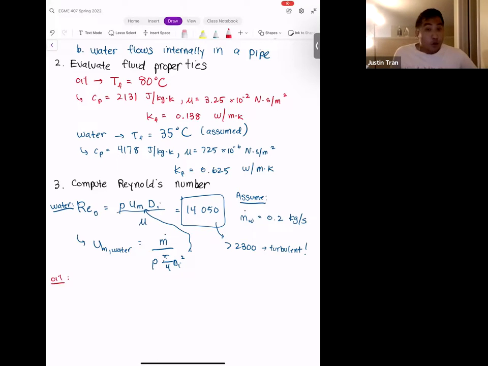All right, so now let's do the oil. For the oil, when we compute the Reynolds number, we have rho times the mean velocity times the diameter, divided by mu, so same as up there. But remember, the oil is flowing inside an annulus, so it's not exactly a pipe.